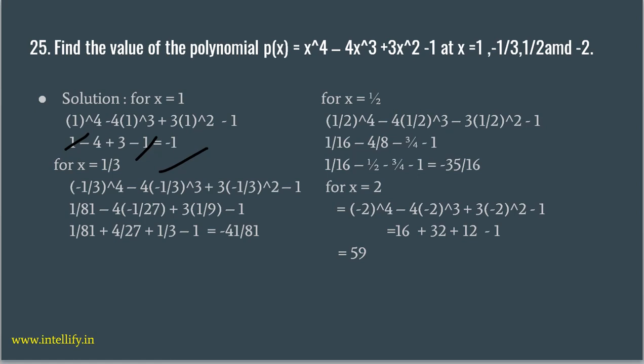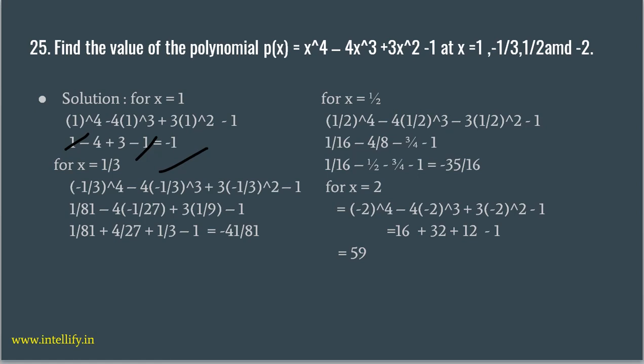After that, for x is equal to 1 by 2, we have 1 by 2 to the power 4 minus 4 into 1 by 2 to the power 3 plus 3 into 1 by 2 square minus 1. Solving further, we will get 1 by 16 minus 4 by 8 plus 3 by 4 minus 1. So 1 by 16 minus 4 by 8 will be minus 1 by 2. Solving this, we will get minus 35 by 16.